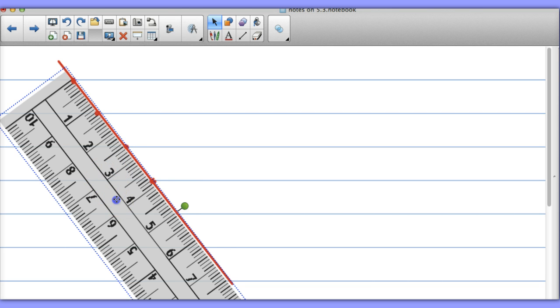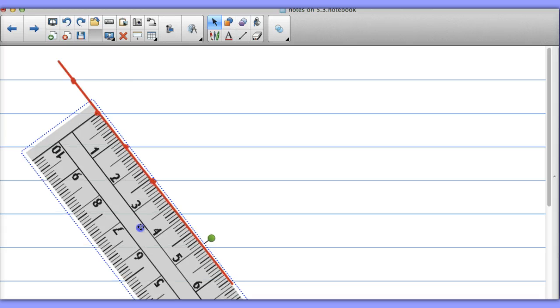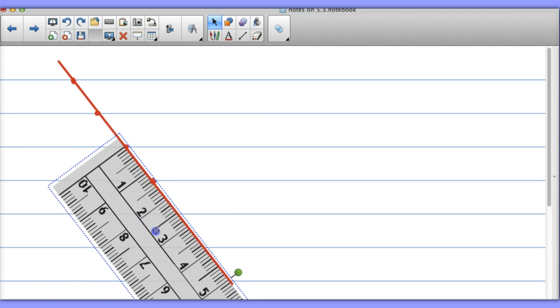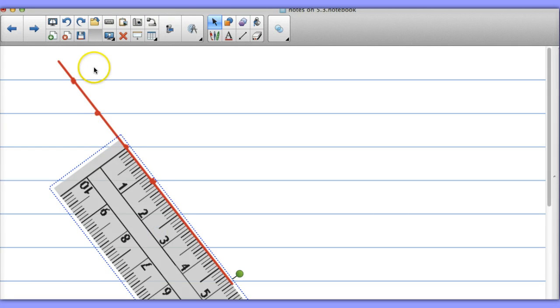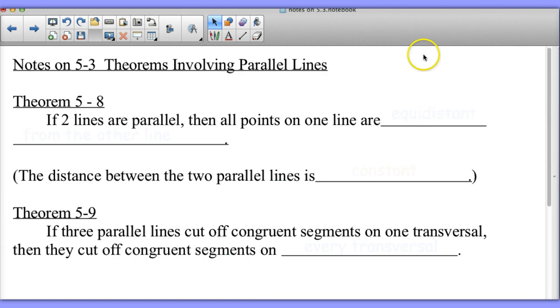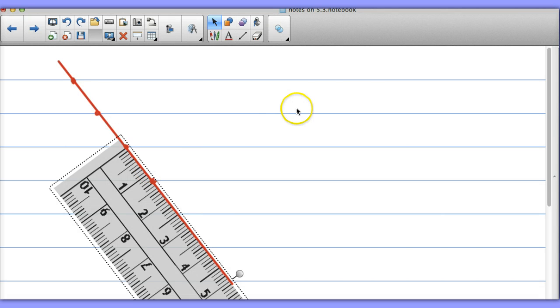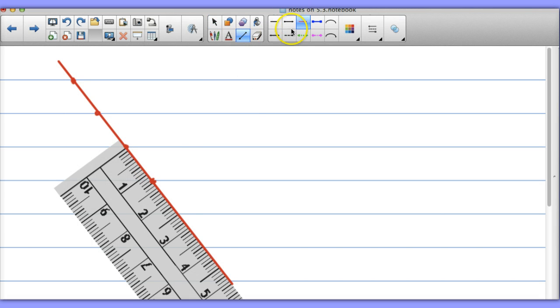And I'm going to move my ruler along here and measure the distance between the second point and the third point. And that's also about 1.2 centimeters. And between this third point and the fourth point, it's also about 1.2 centimeters. So if three parallel lines cut off congruent segments on one transversal, they're going to cut off congruent segments on every transversal. In other words, not just this transversal, but any transversal I would draw.